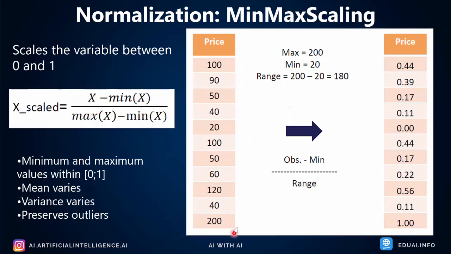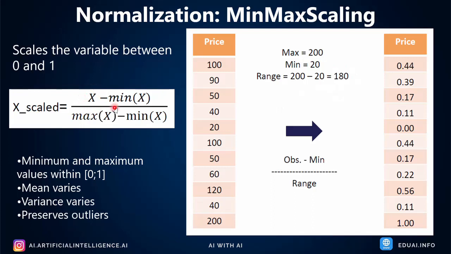So again, we have prices given here in the column, right? Prices range between 20 to 200. Minimum is 20 and maximum is 200. So the range becomes 200 minus 20, which is 180. So in the denominator, we need the range, max minus min, right? Which is 200 minus 20, which is 180.